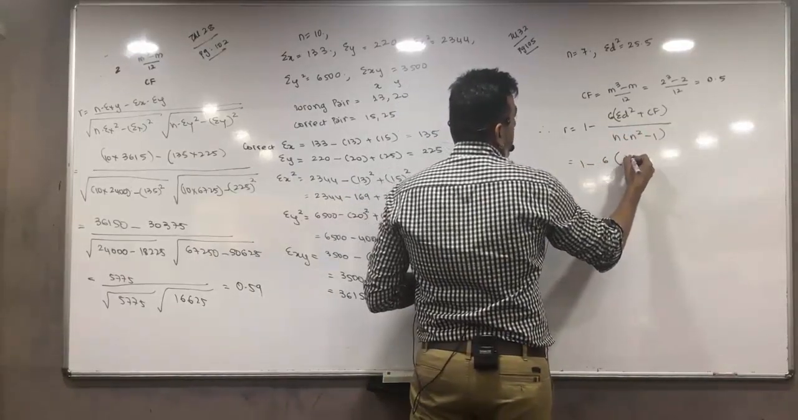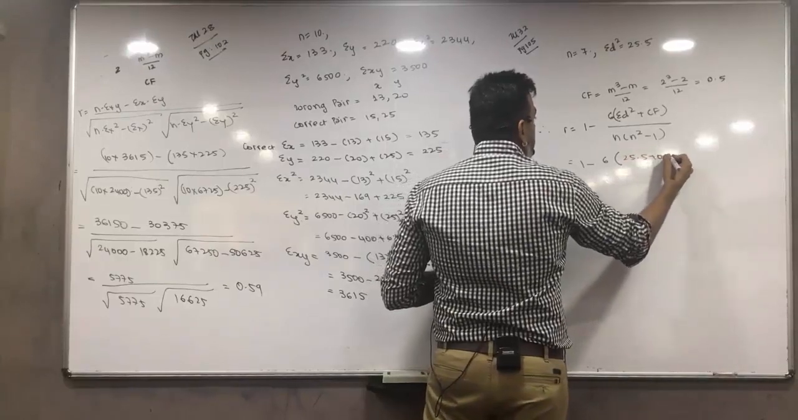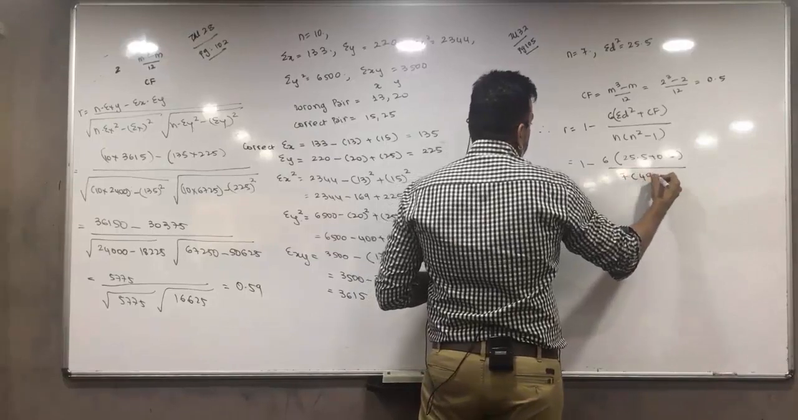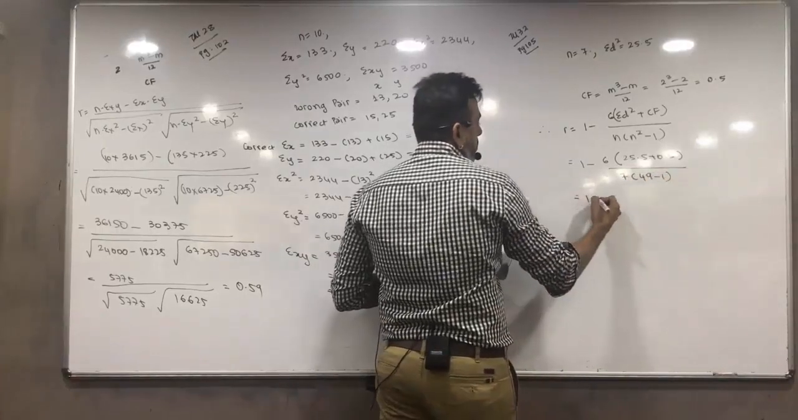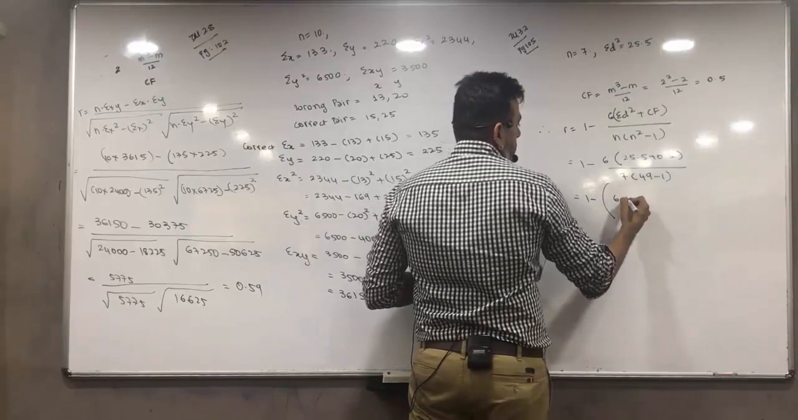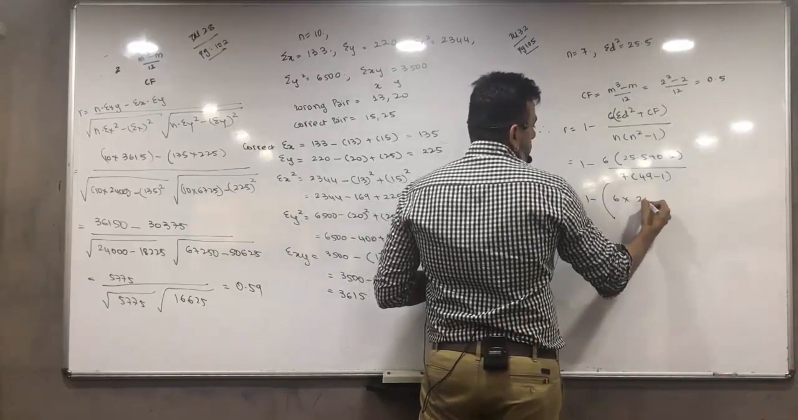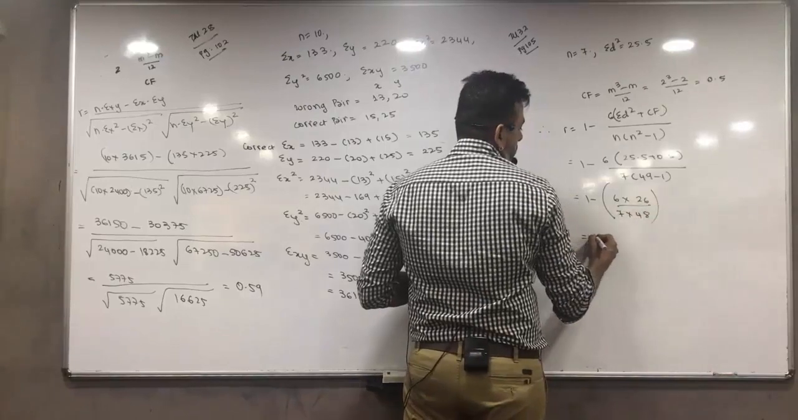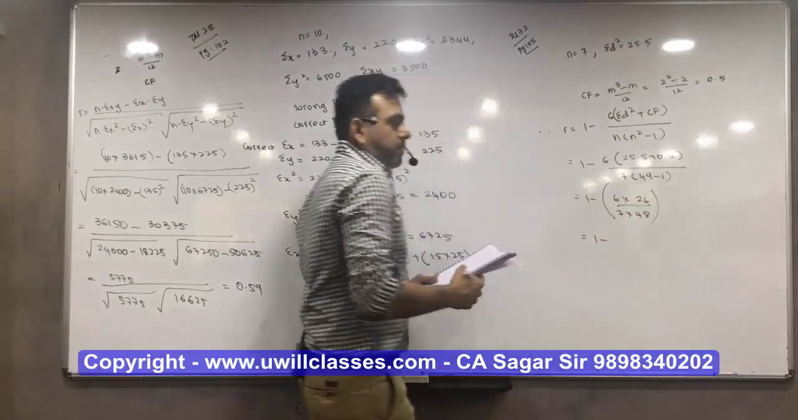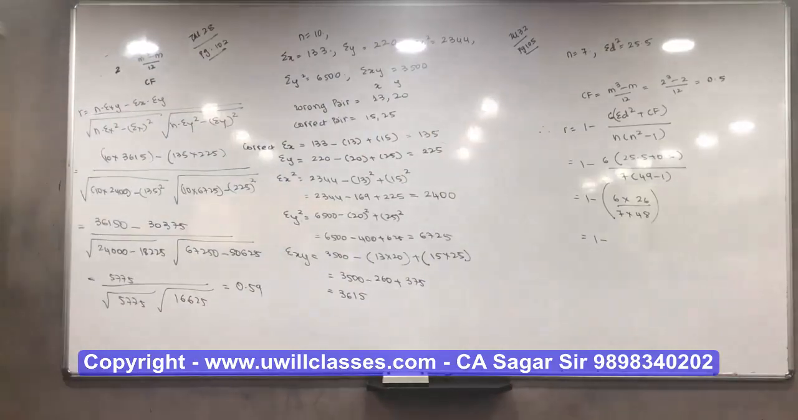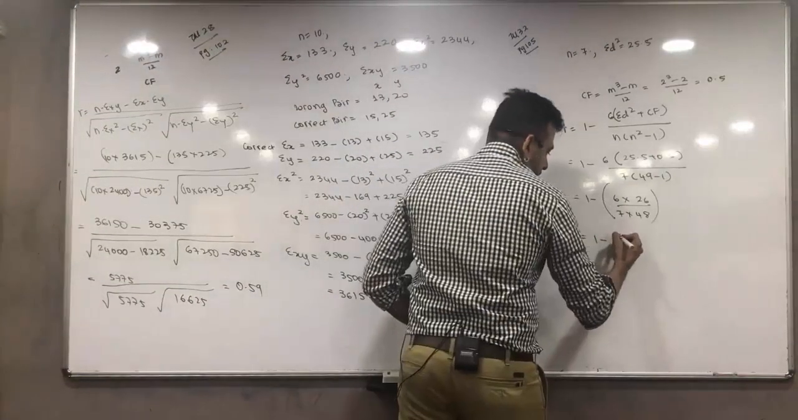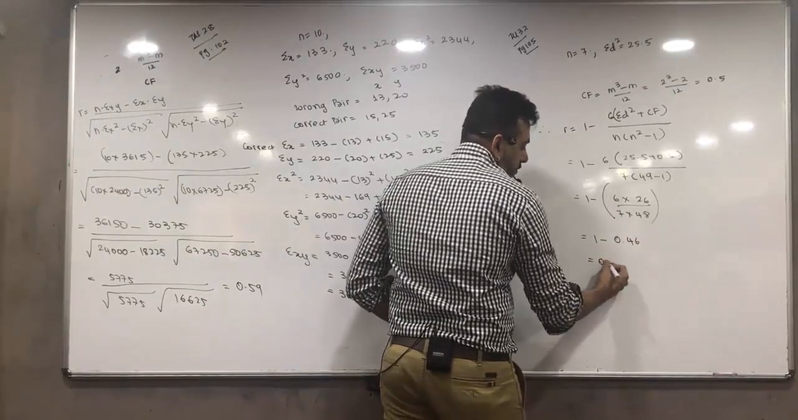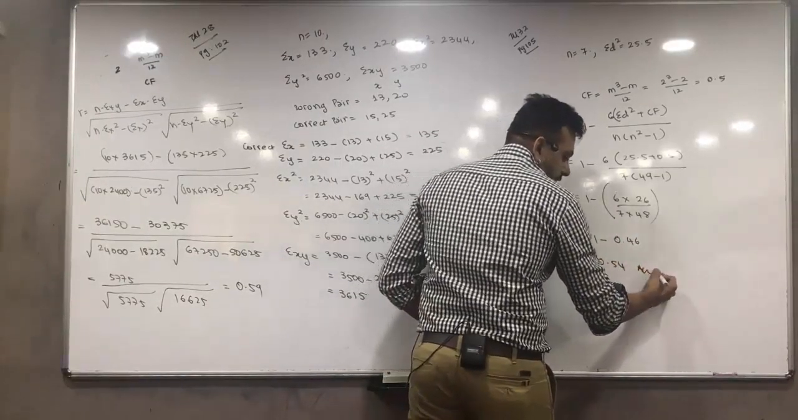Sigma d square is 25.5 plus 0.5 upon 7 into 49 minus 1. One minus how much? 0.46 is equal to 0.54, answer.